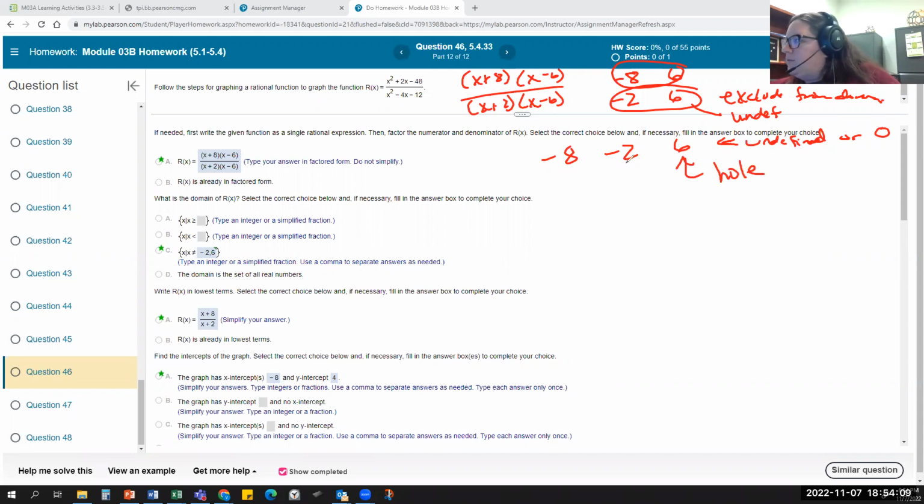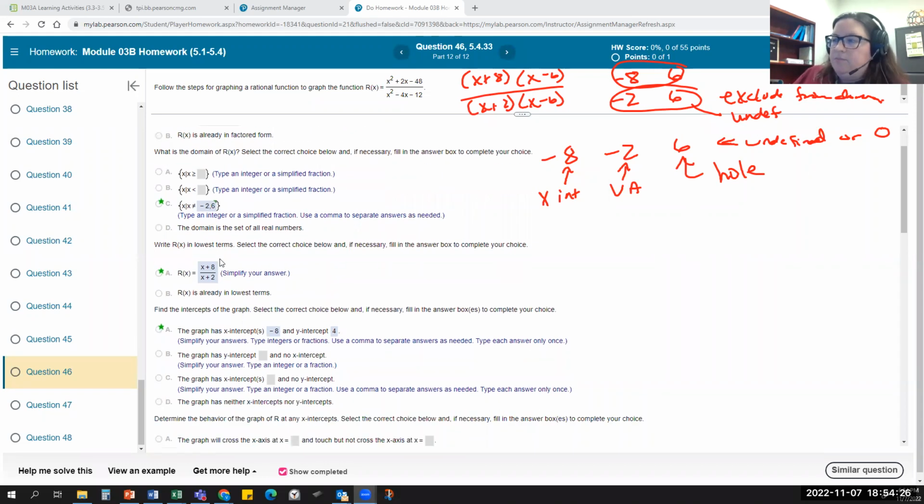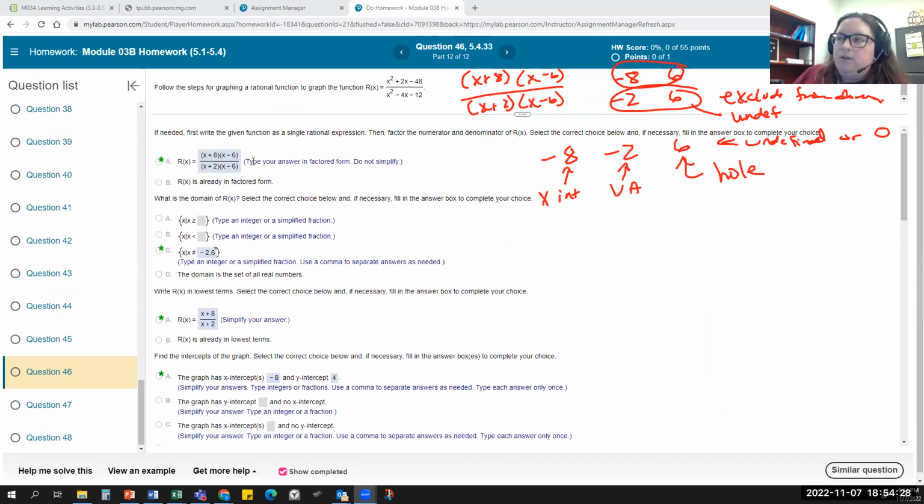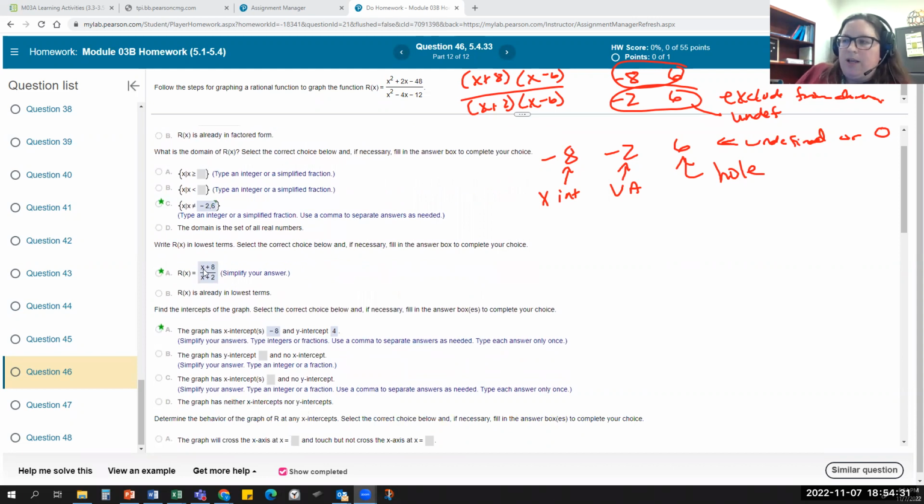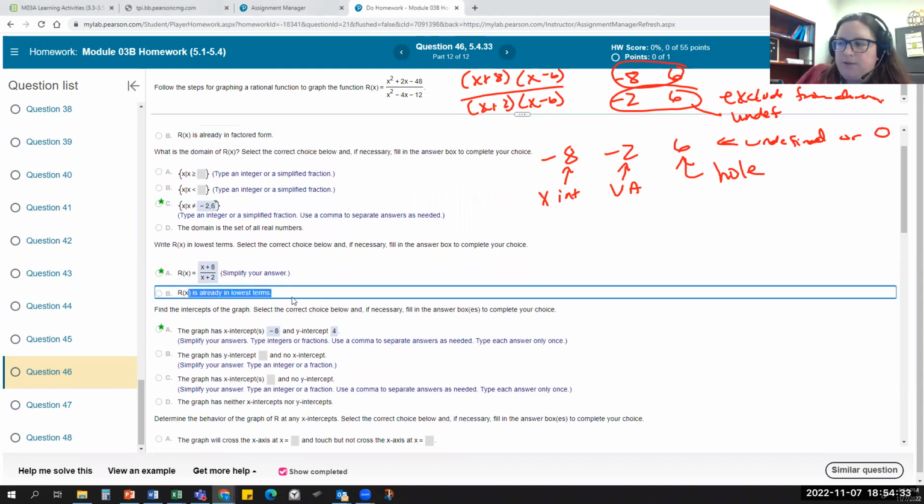So then negative two is going to be a vertical asymptote, negative eight is an x-intercept. So finish up, so what those factors tell us. But yeah, so we exclude both the negative two and six from the domain, then simplify. Now, if there wasn't anything to simplify, then you wouldn't rewrite the factor form, you'd choose it's already in lowest terms. So don't lose some of those easy points just by not reading. Take the time to read what it's asking and get those details.